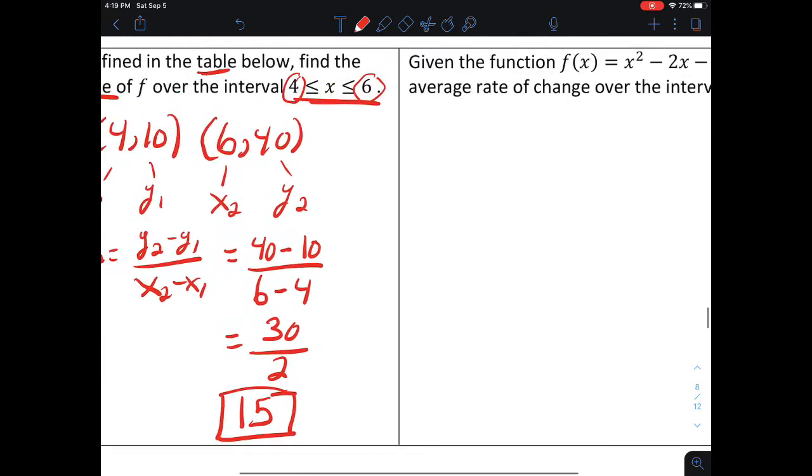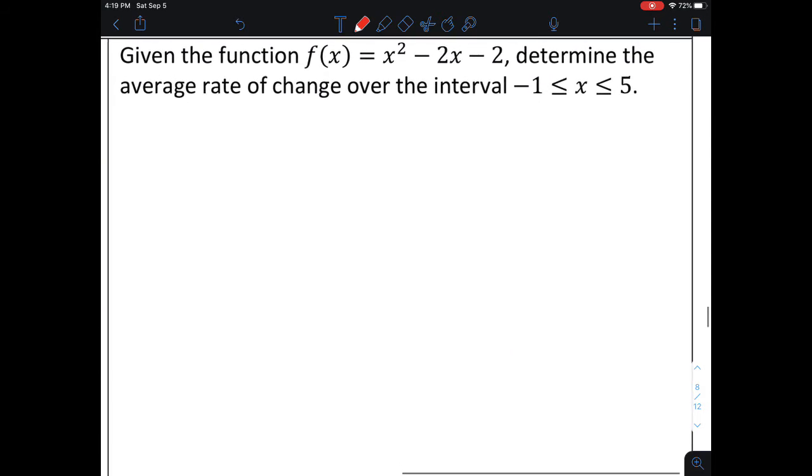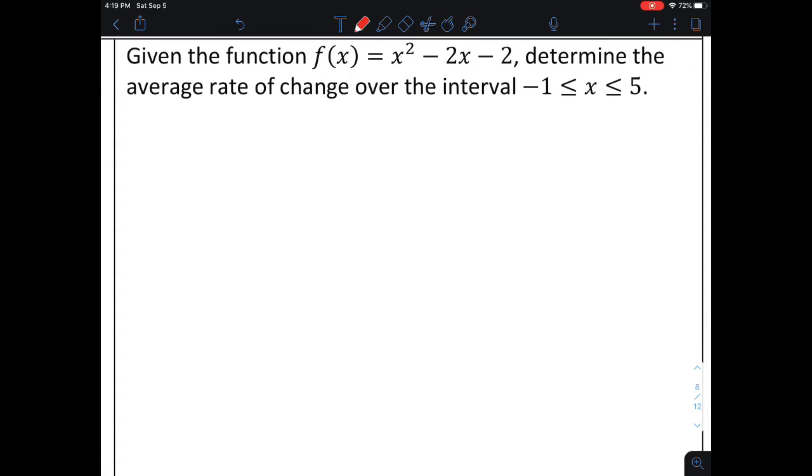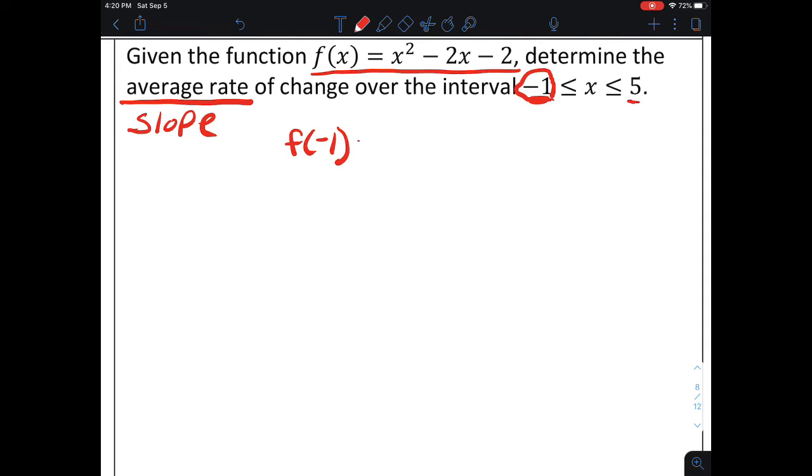And the last kind of question you could see regarding the average rate of change is we're given just the equation of the function. We don't have the graph and we don't have the table. So we still want to find the average rate of change, which is the slope. I'm given the interval here, from -1 to 5, but all I have to work with is the equation. So when you're given the equation, I need to get the y values. So I need to put -1 in. I always use the endpoints when I'm finding the average rate of change. So I'm going to put -1 into my function, where the x's are.